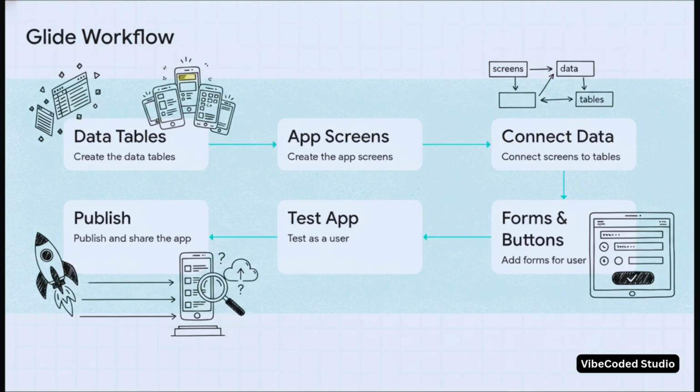Step 4, you add your forms for user input and your action buttons. Step 5, you test it out, pretending to be a real user. And Step 6, you hit publish. It's a brilliant straight line from raw data to a fully live app.